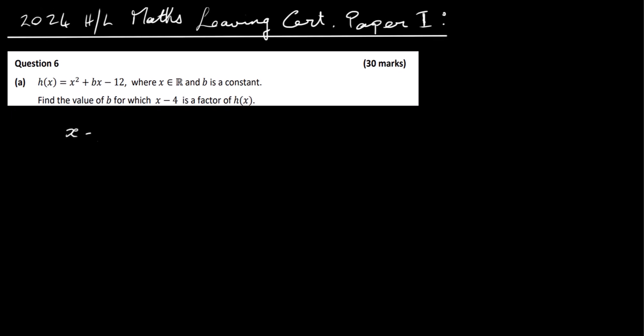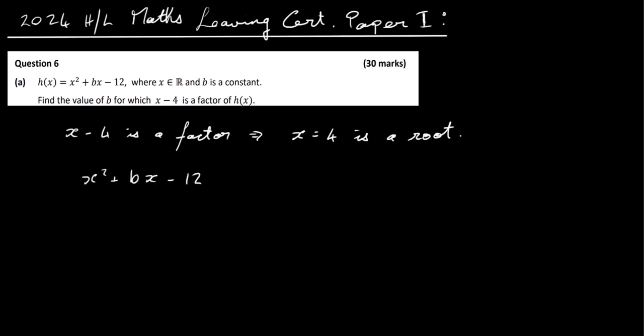If x minus 4 is a factor, that means then that x equals plus 4 is a root. It's the factor theorem. So all we've got to do is take our x squared plus bx minus 12 and let it equal 0 when x is equal to 4. So we put 4 in here, square it, put 4 in here, minus 12, and we should get 0. So that's 16 plus 4b minus 12 is equal to 0.